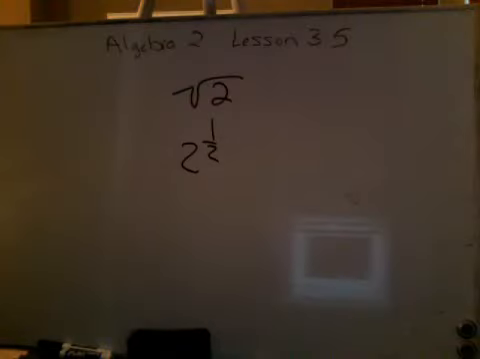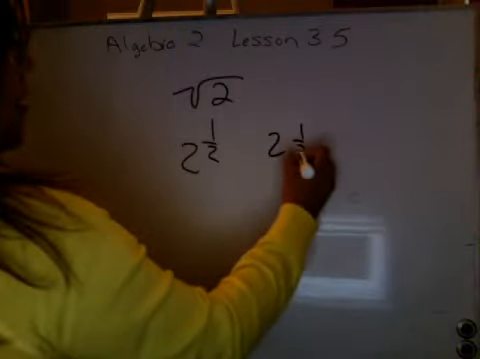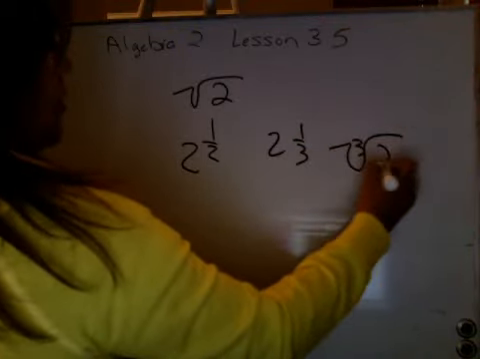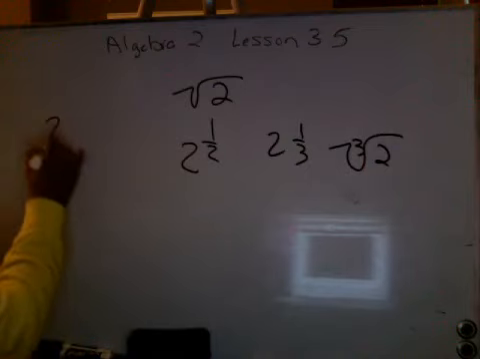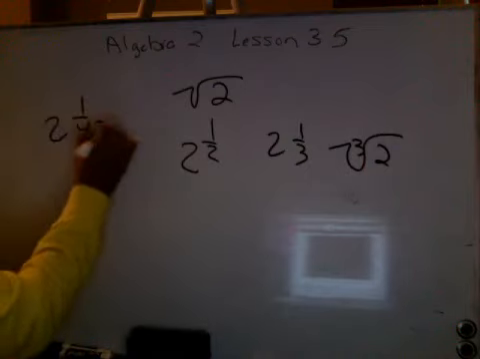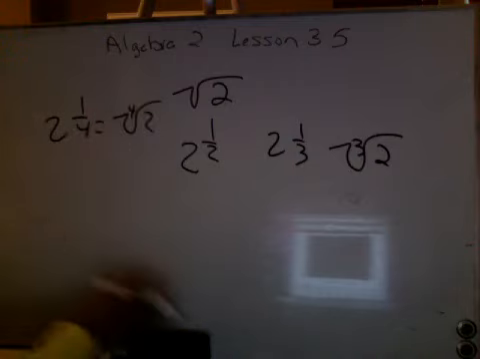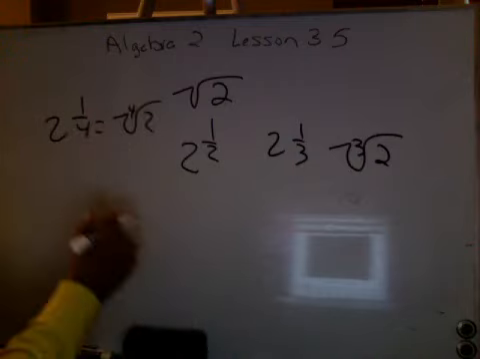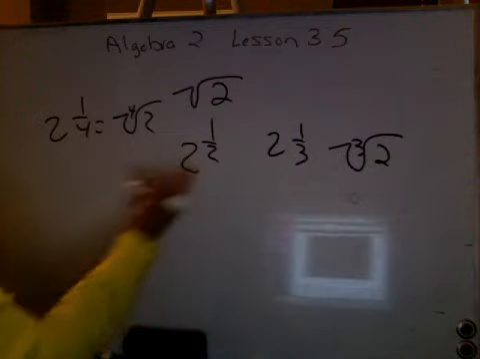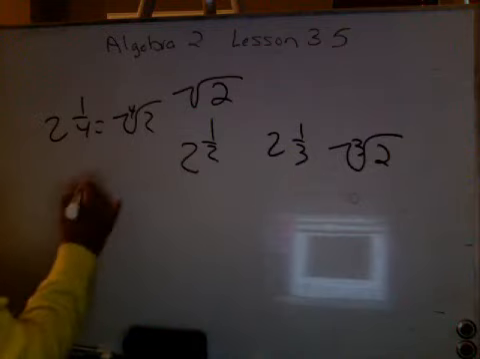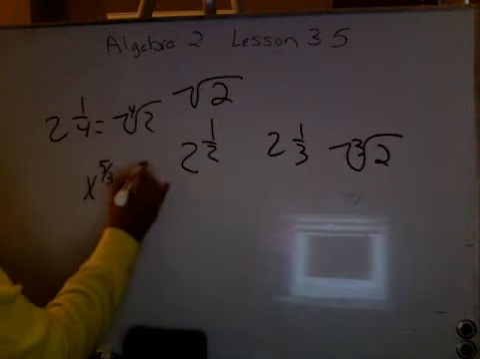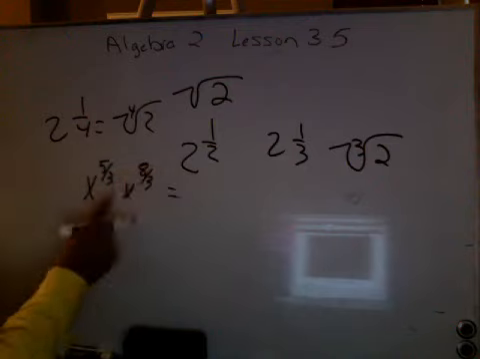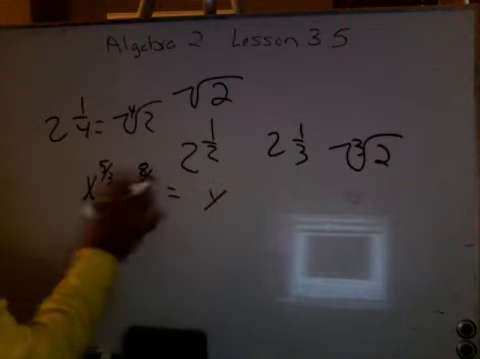If we say 2 to the 1/3, we're saying the cube root of 2. If we're saying 2 to the 1/4, we're saying the 4th root of 2. Okay, and the same exponent rules apply to the fractions as they do to regular exponents. So we have x to the 5/3 times x to the 8/3. What's our product rule for exponents? You have to have the same base, and you add the exponents.